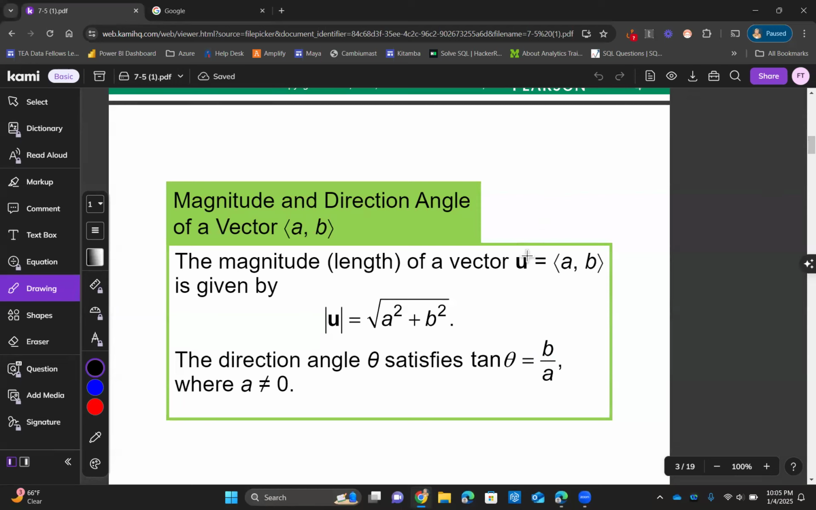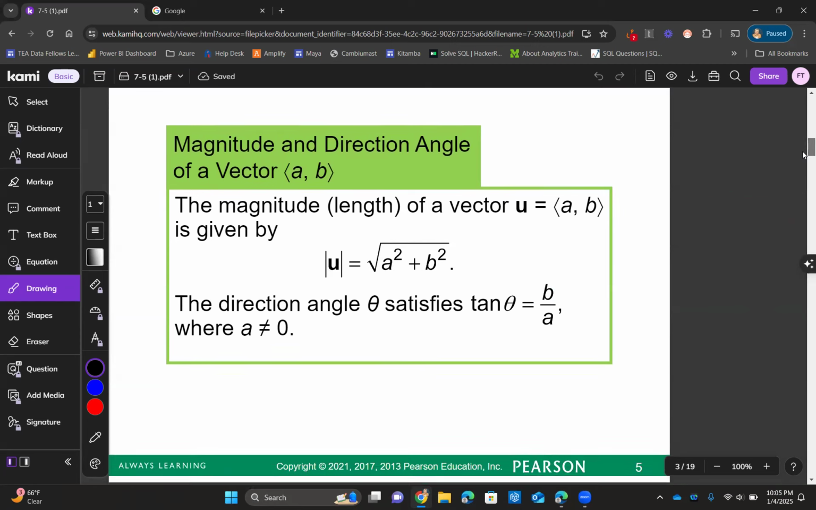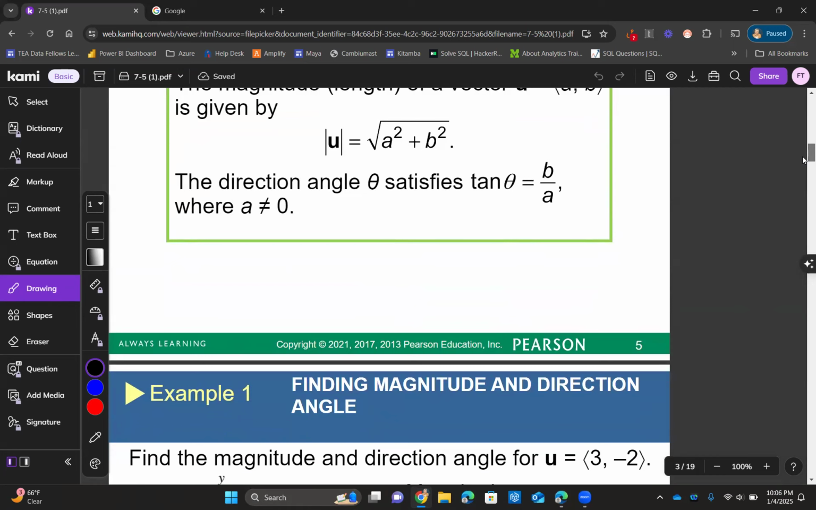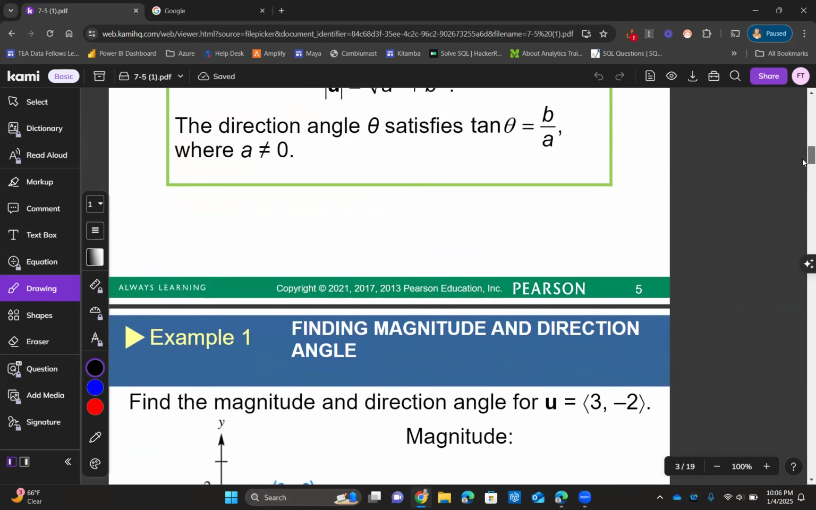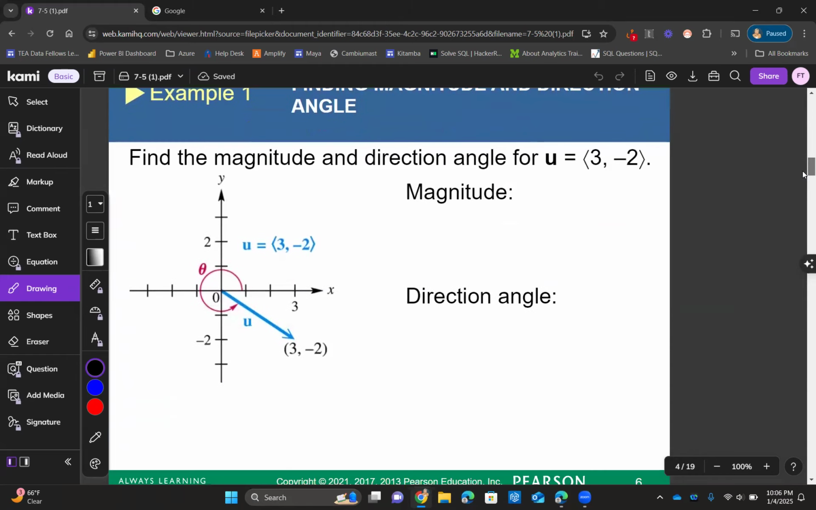So whenever we have a vector u, which we can put in this notation to express it, it has an x value and it has a y value. We can find its magnitude. Magnitude means these absolute value bars around the vector. It represents the magnitude of the vector, and will be calculated by taking the square root of a squared plus b squared. This is how we find the magnitude of the vector. As we can guess, this is still coming from the Pythagorean theorem. And the direction angle theta will be calculated using this relationship: tangent of theta is equal to b over a, where a is not equal to 0.